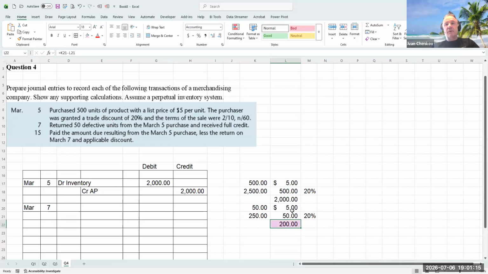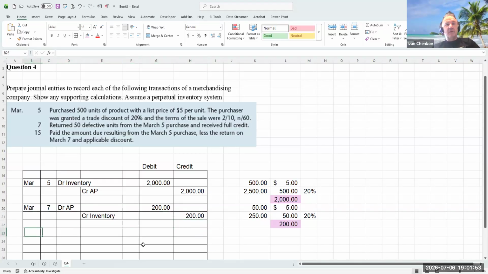So those are the amounts that we're dealing with. Now we have to reduce our accounts payable, since we're not going to pay for the items that we returned. So that will be debit accounts payable with $200 and credit inventory with $200. So at this point, our inventory is $1,800 in value.